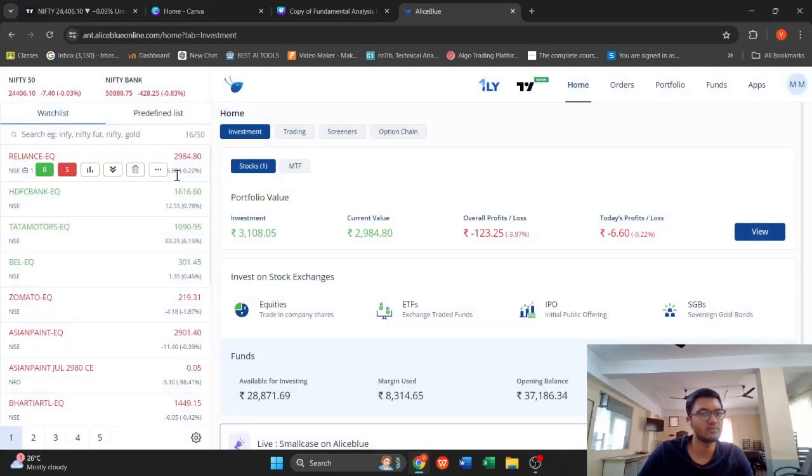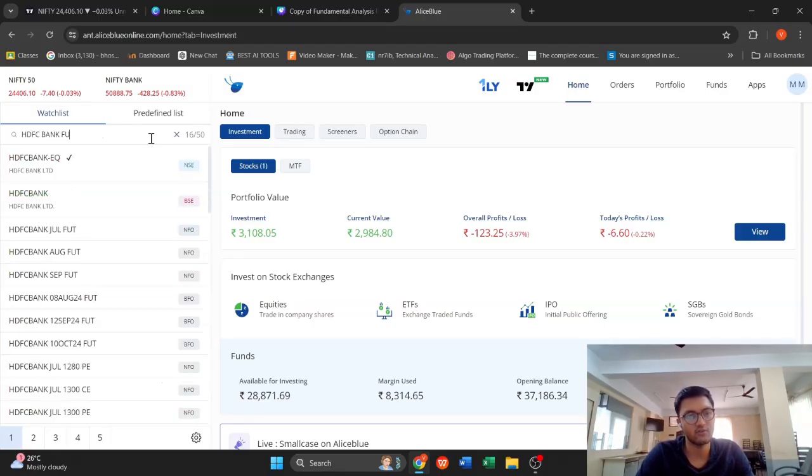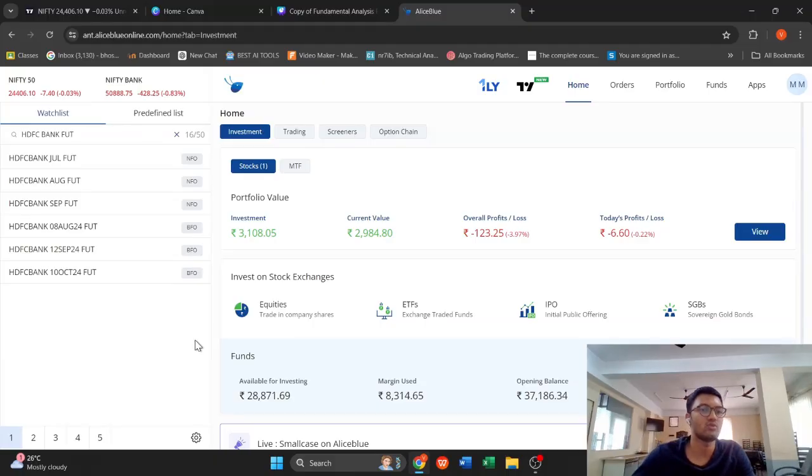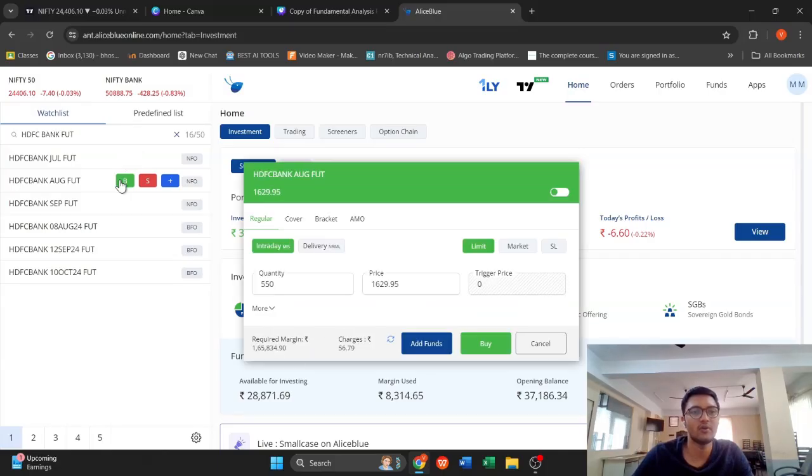Let's say the Reliance share price is somewhere around 2,984. These days banks have been falling a lot, so I'll try to take an HDFC Bank futures contract. The HDFC Bank share price is somewhere around 1,616. This July future is going to expire today, so we won't be able to buy it. But let's say I want to buy the next month's futures contract.